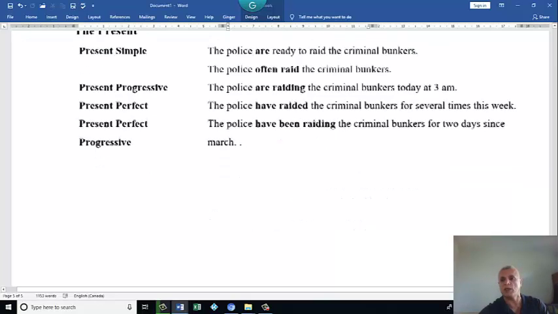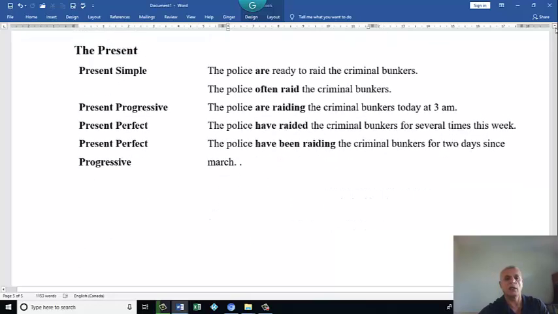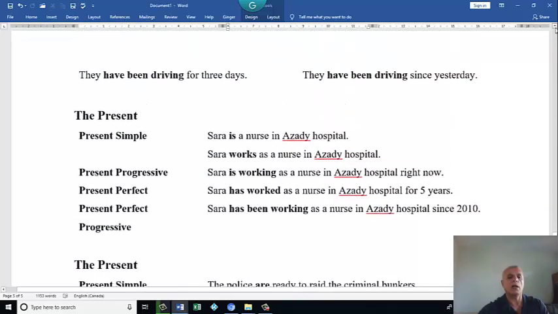How do we make differences between all of those? For example, let's look here. We have simple present: Sarah is a nurse in Azadi Hospital. Then we could have this kind also, because we have this as an auxiliary verb and as the main verb. Here I have the action verb. You could say Sarah works as a nurse in Azadi Hospital. If I want to make it progressive or continuous, I'm going to say Sarah is working as a nurse in Azadi Hospital right now.